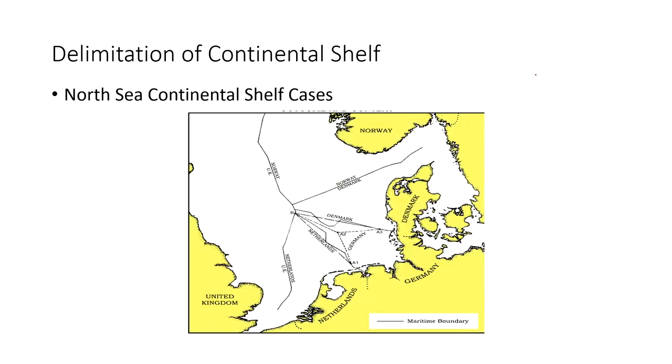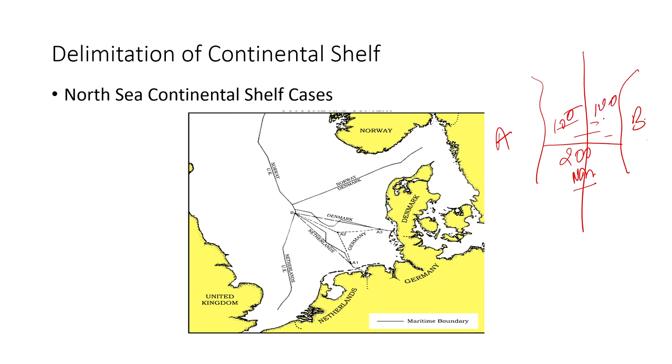Now, let us assume a situation that there are two states opposite to each other, state A and then you have state B. The law says that you can have 200 nautical miles of water in front of you. But let us say the distance between A and B is 200 nautical miles. Then how do you divide the water area between A and B? Do you divide it equally, that is 100 and 100, or do you not divide it equally, but divide it on some other grounds?